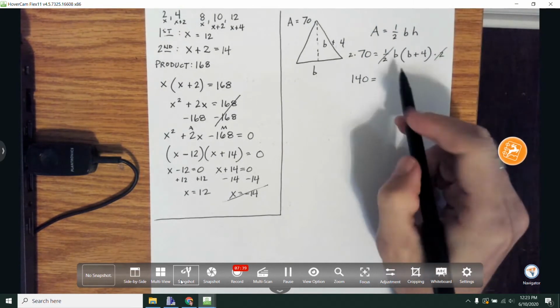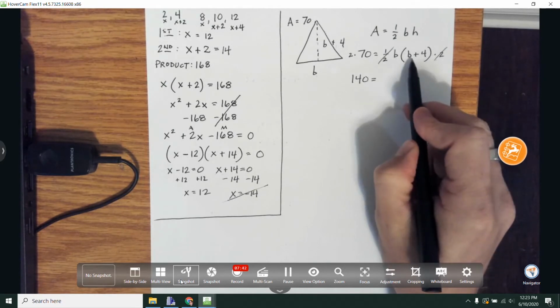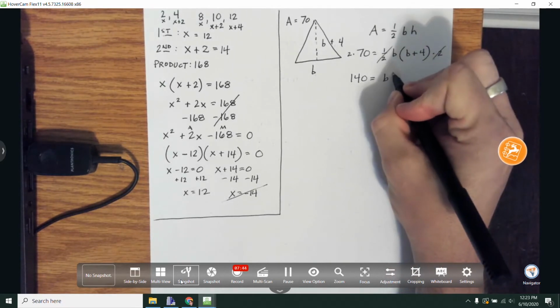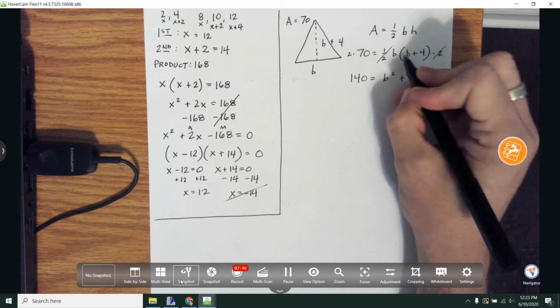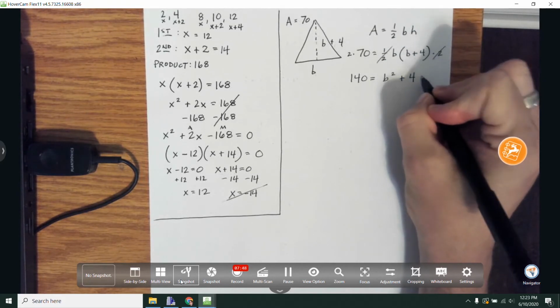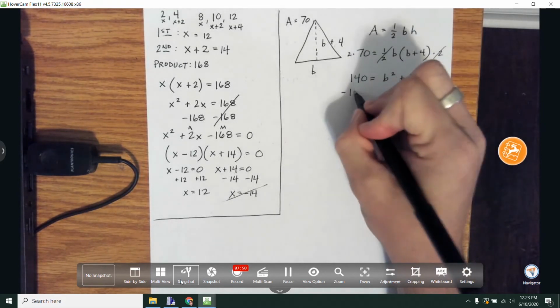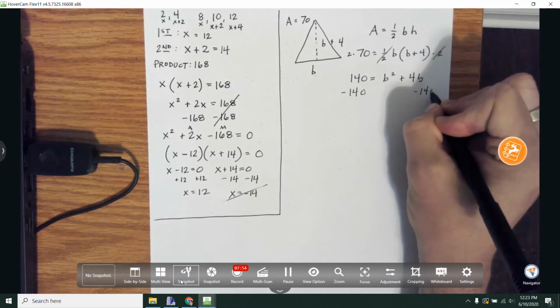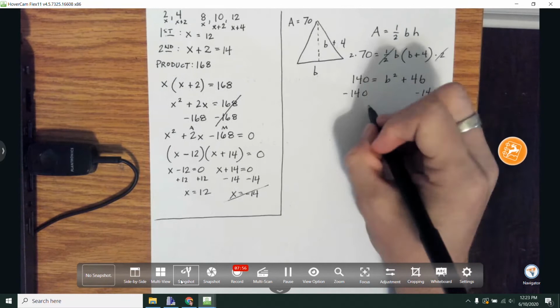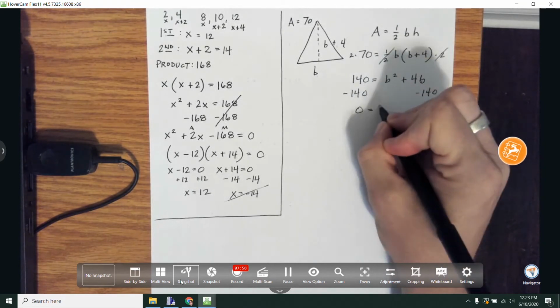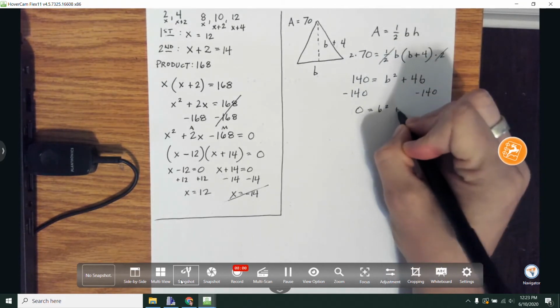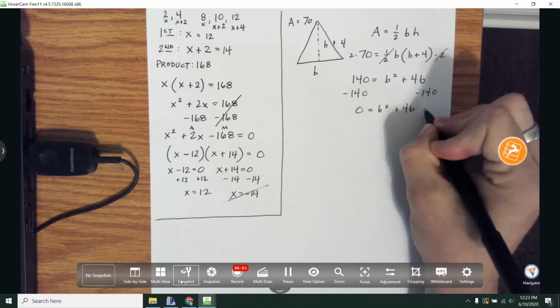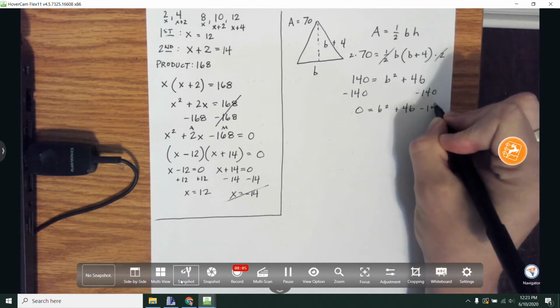We can go ahead and distribute this b. So b times b is b squared. And then b times 4 is 4b. I'm going to subtract this 140. Subtract the 140. And so we get 0 equals b squared plus 4b minus 140.